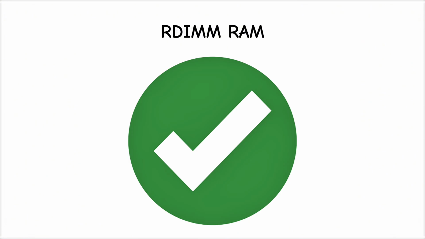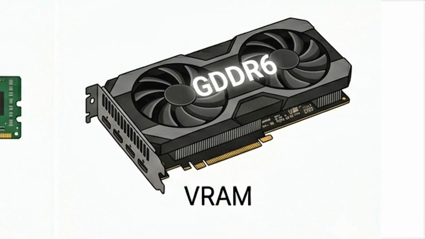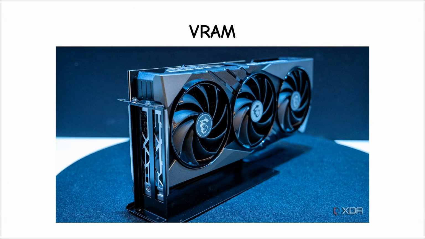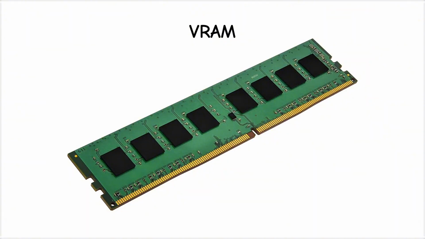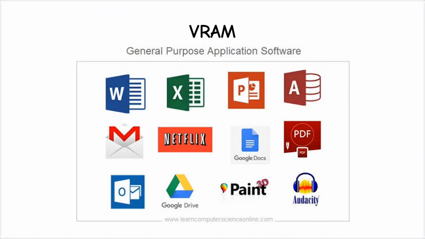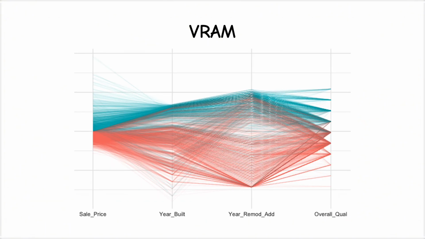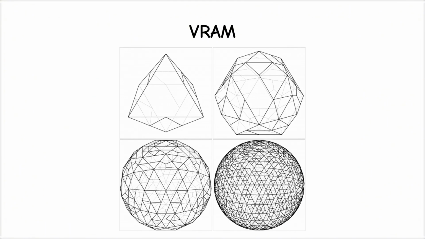without overloading the hardware. VRAM. This memory is completely isolated from the main system and lives directly on a dedicated graphics card. While standard computer memory focuses on running the operating system and general applications, video random access memory is custom-built to handle massive amounts of visual data, texture maps, and complex 3D geometry simultaneously.